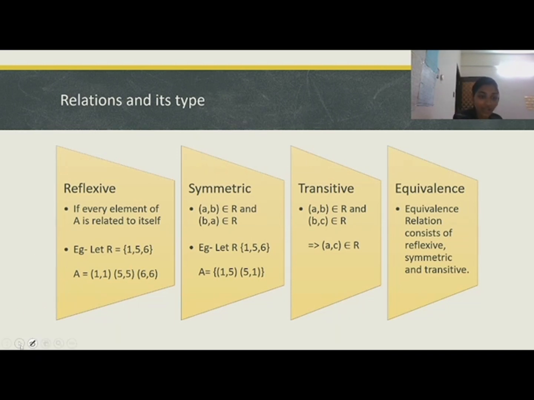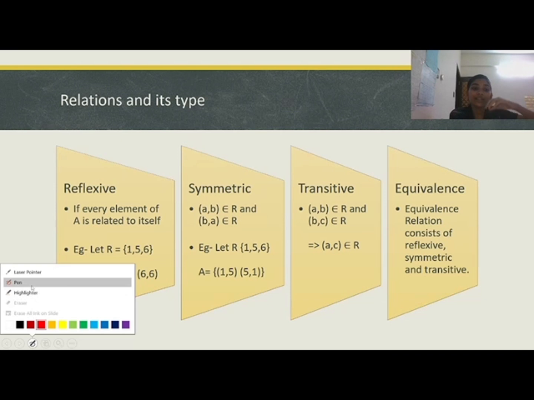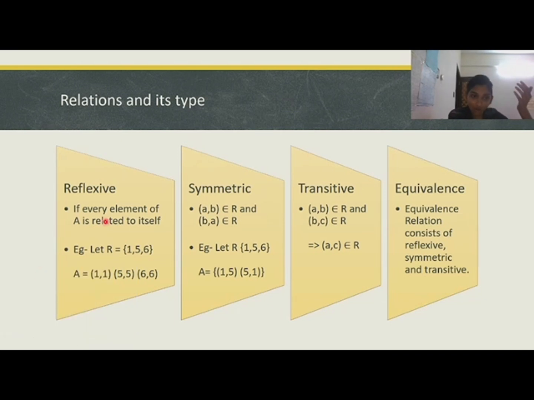Reflexive meaning what? See, reflexive is one key if every element of a set is related to itself, meaning an element is making relation with itself only. Then we call it a reflexive. For example, which I've given here, let R be 1 1, 5 5, 6 6. Every element is making a relation with itself. Hence, it is reflexive.